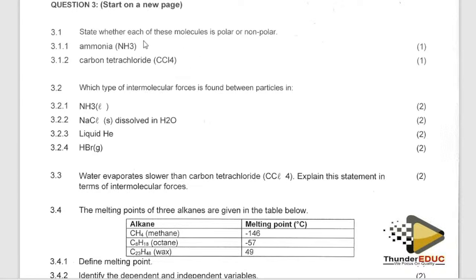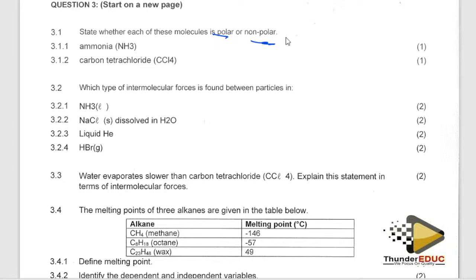All right. State whether each of the following molecules is polar or non-polar. When you talk about polar or non-polar, first identify whether the molecule has any lone pairs. If it has lone pairs, the chances are high that the molecule is going to be polar. But if it doesn't have lone pairs, then there will be equal distribution of these bonds.